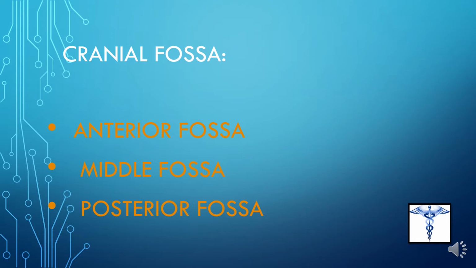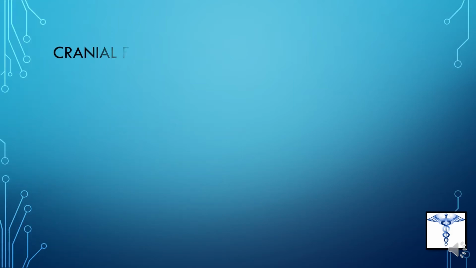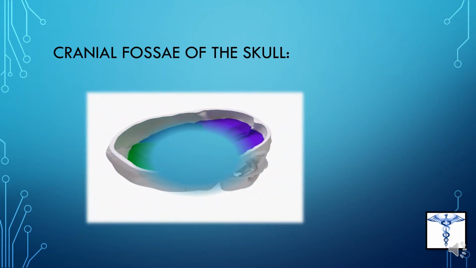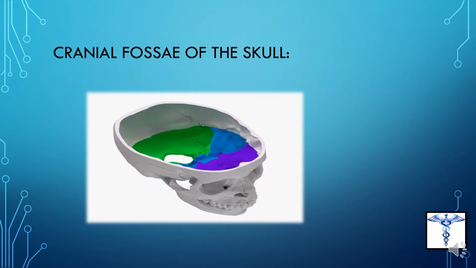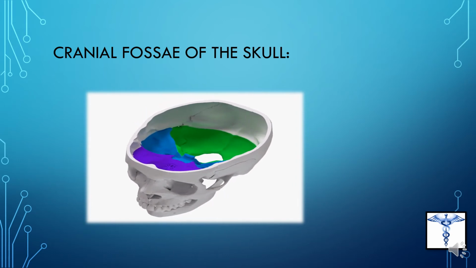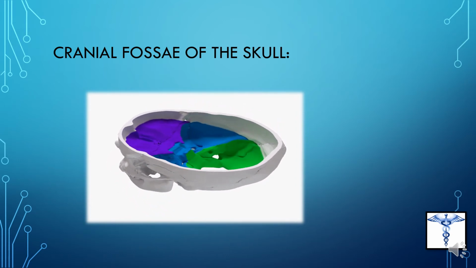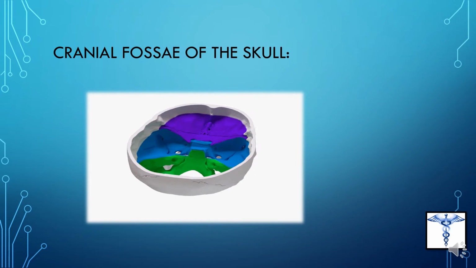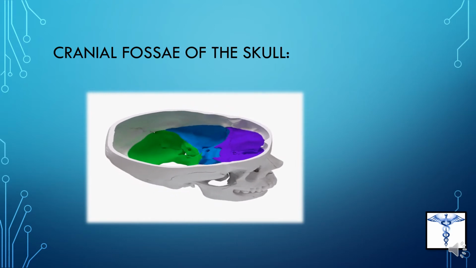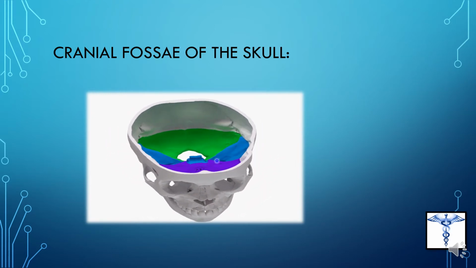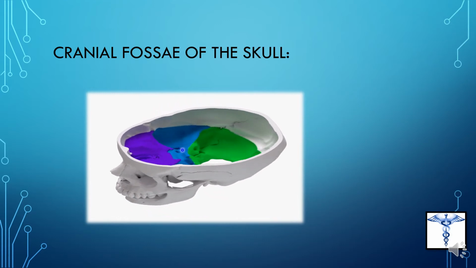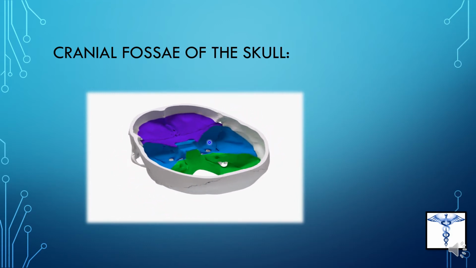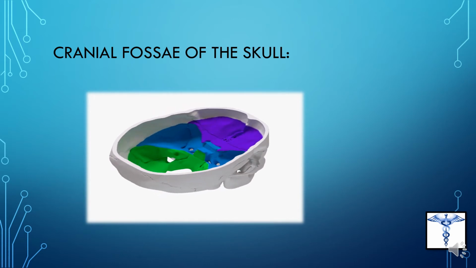Cranial fossae: anterior fossa, middle fossa and posterior fossa. When you remove the skull cap, also called the calvarium or skull vault, you see the inferior of the base of the skull. At the inferior of the base of the skull are the three fossae. Anterior is the anterior cranial fossa, medially is the middle cranial fossa, and posteriorly is the posterior cranial fossa.